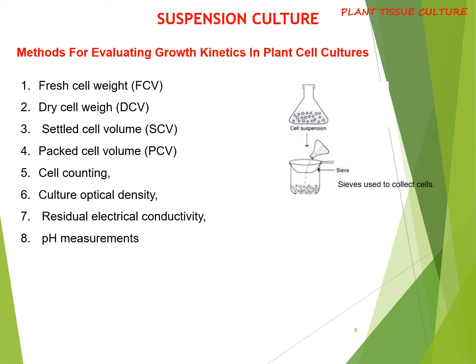To estimate the packed cell volume, the known volume of the suspension culture is pulled out under aseptic conditions and centrifuged. The sediment volume is noted. This is again followed 2-3 times till the difference between the two consecutive readings of packed cell volume is less than 5%.